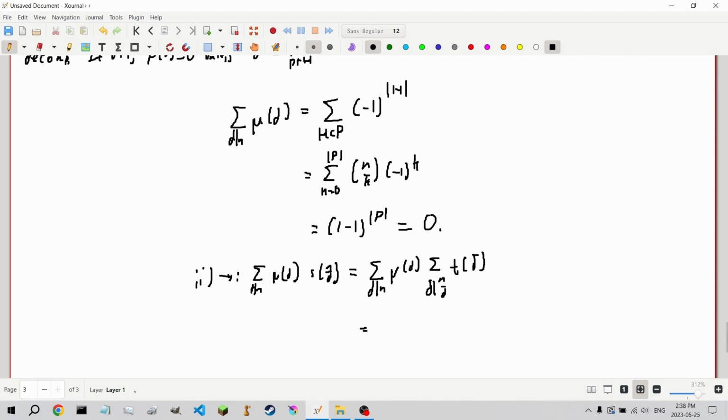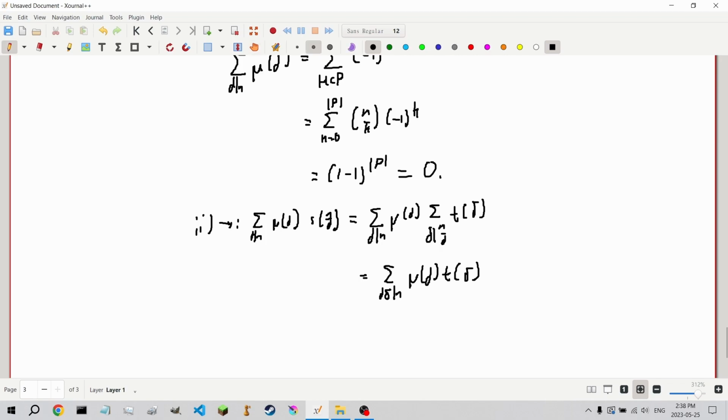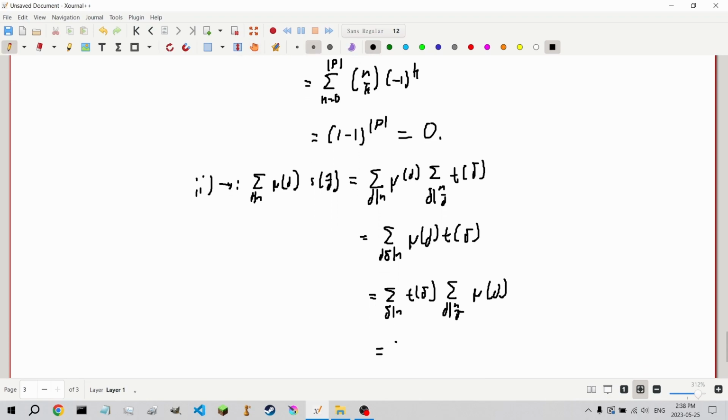which is the sum for d times delta dividing n of Mobius of d T of delta, which is the sum for delta dividing n. Essentially we do the old switcheroo with these two things. Then our d dividing n over delta of Mobius of d, which is just going to be T of n.